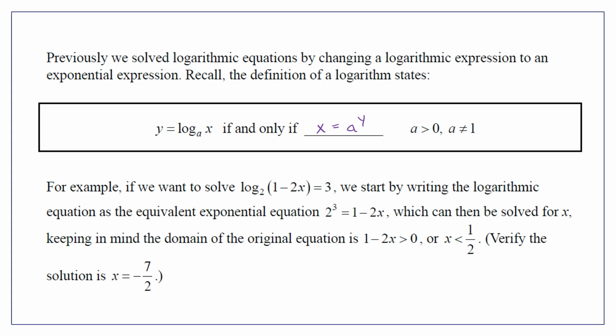be solved for x, keeping in mind that the domain of the original function, 1 minus 2x, is greater than 0, or x is less than 1/2. And then we can verify that the solution is x equals negative 7 over 2 by substituting that into our equation.